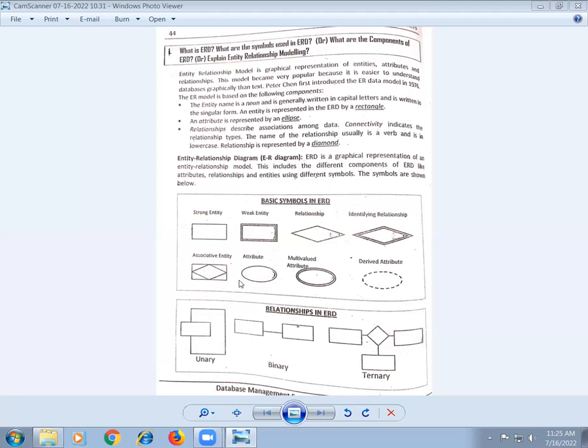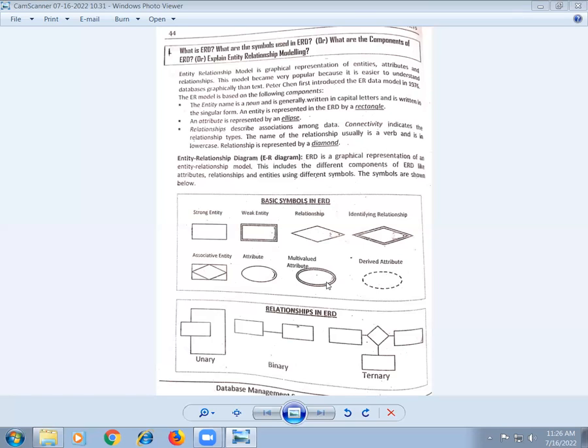An attribute is always represented by an ellipse symbol. Attributes are the columns. Now, multi-valued attributes in a student table: for example, the language column is a multi-valued attribute, because in a particular column a candidate can have multiple values. A student can speak multiple languages, either Telugu or Hindi or English. A single candidate can speak multiple languages, which is why such columns are multi-valued attributes.